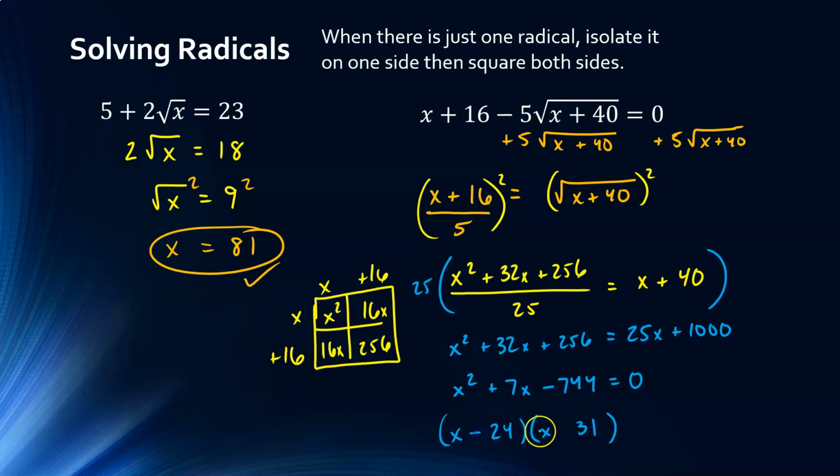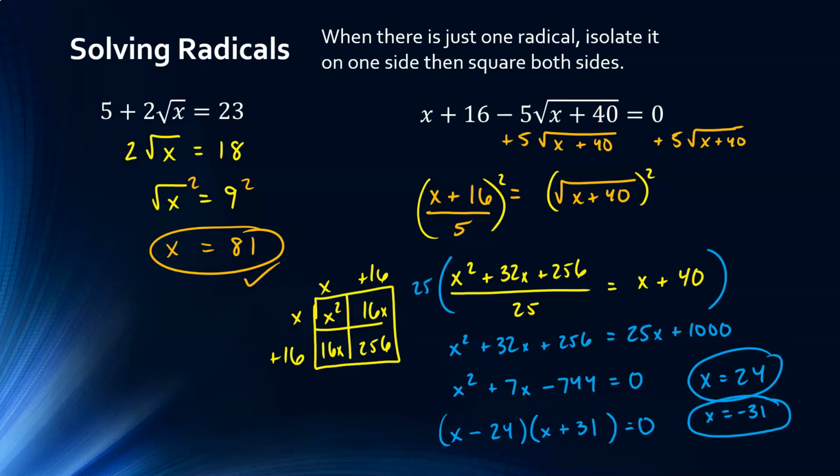And if you make this a minus and this a plus, negative 24 times 31 would be negative 744. Negative 24 plus 31 would be a positive 7, and equaling 0. So then I'm just going to set each of those factors equal to 0 and solve, and I would get x equaling 24, and I would get x equaling negative 31. Now I want to check to see, are both of these solutions?